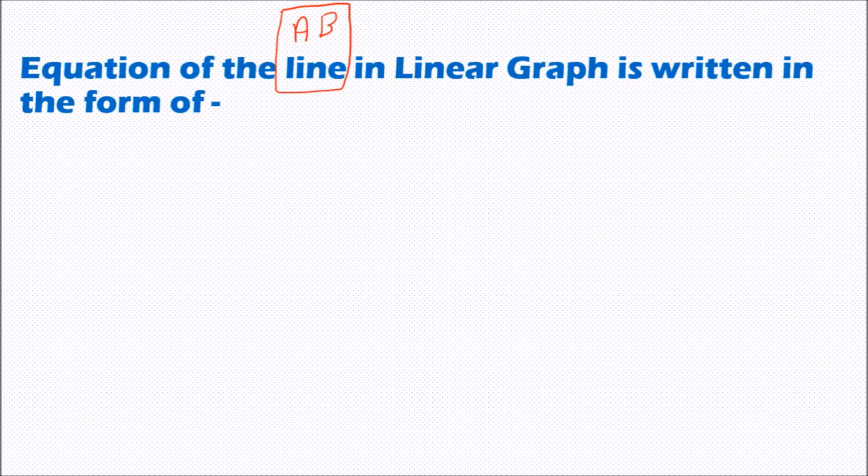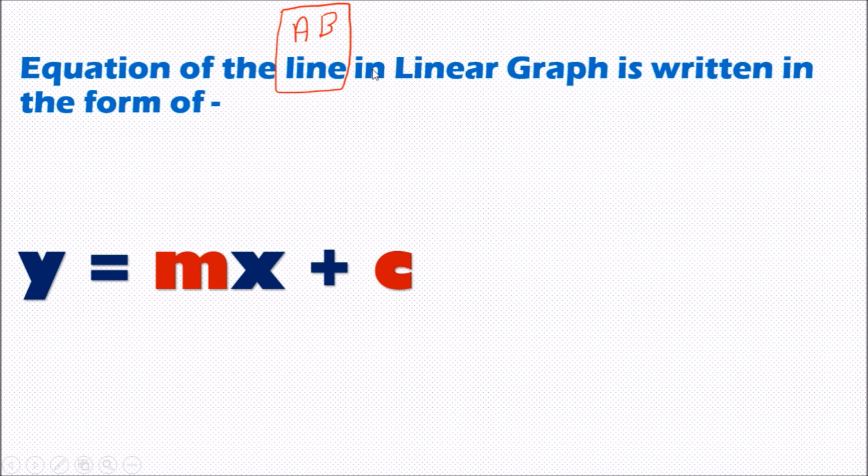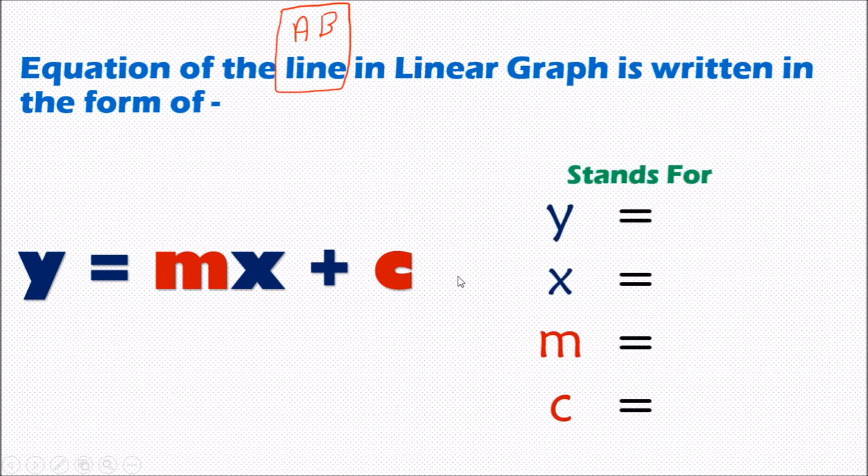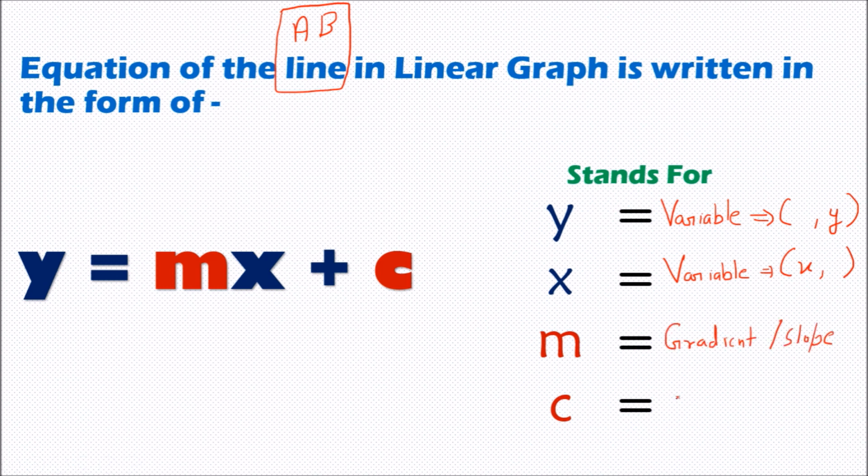The equation of a line in linear graph is written in the form y equals mx plus c. Now, in our equation of line y equals mx plus c, y stands for a variable and also a y-coordinate. x stands for a variable too and also an x-coordinate. m stands for the value of the gradient or slope of the line. And at last, c stands for the y-intercept.